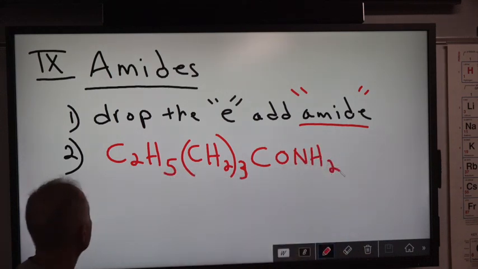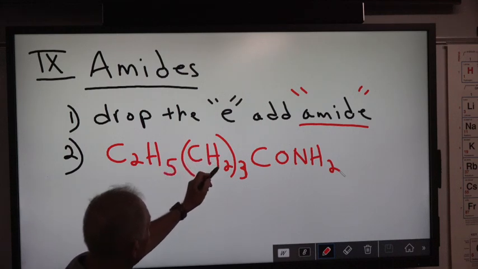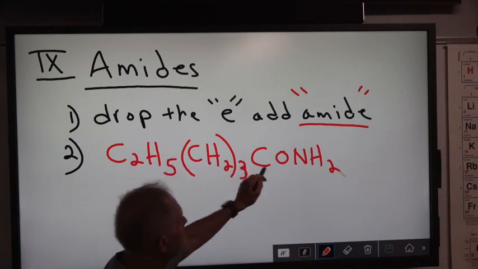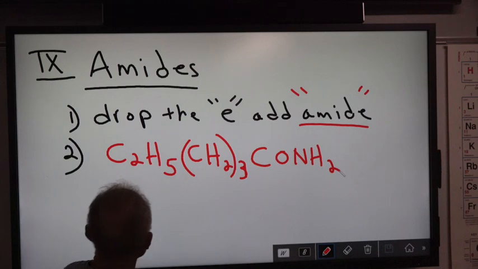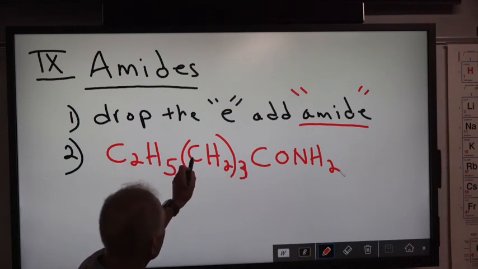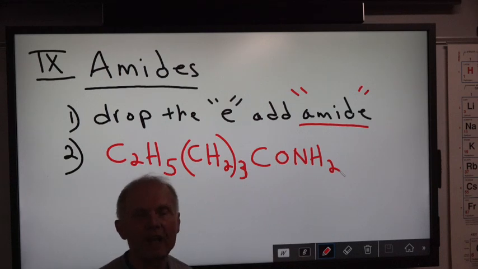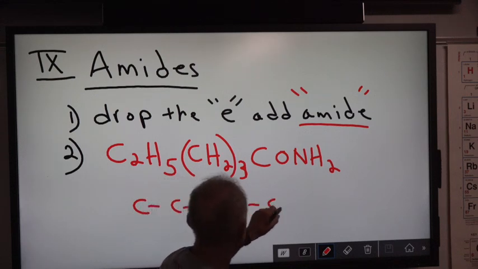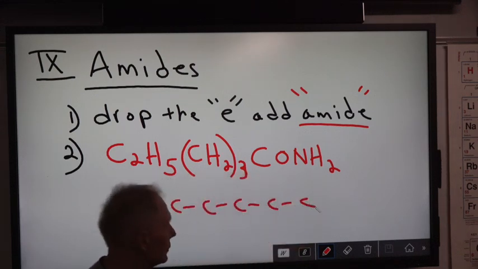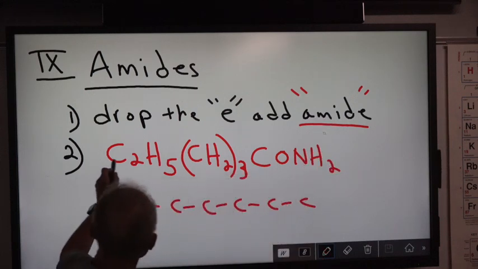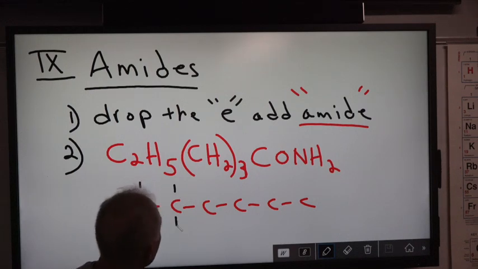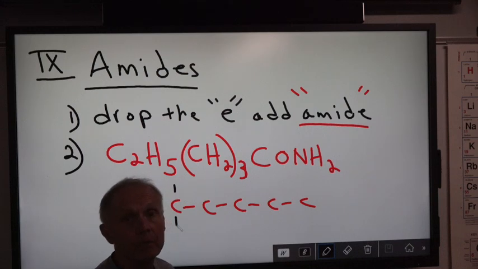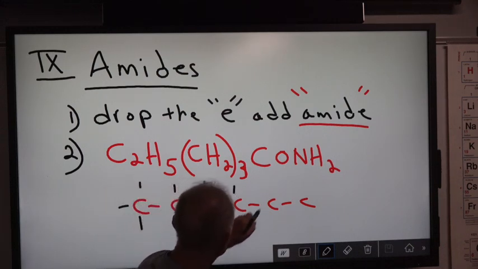All right, it looks a little crazy. C2H5, CH2 taken three times, and then CONH2. All right, so we have to count the number of carbons to find the trunk. 1, 2, 3, 4, 5, 6. So we have a 6-carbon trunk. Now just do what it says. Off the first two carbons come 5 hydrogens. 1, 2, 3, 4, 5. And then off the next 3 carbons come 2 hydrogens each. 1, 2, 1, 2, 1, 2.